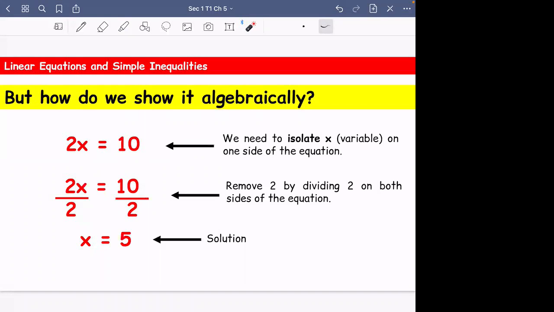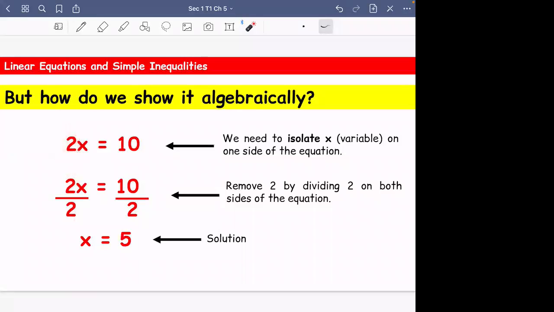Basically the same concept. We need to isolate x. We need x alone on one side. But then 2 here is with x. So how do we get rid of 2 here? In this case, to remove 2 from x, we need to divide both sides by 2, because if we wish to remove 2, we need to divide it by 2 to cancel that.